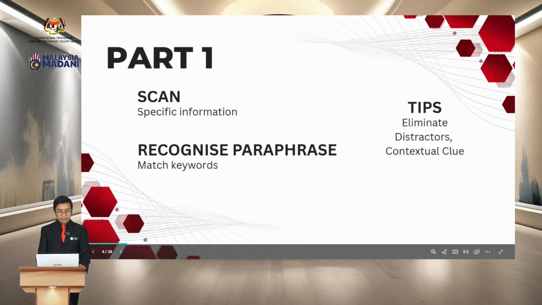For part 1, it is the multiple choice question based on short text. We will have 8 questions. The main skill that we need is scanning. We need to be able to scan for specific information. Also, we need to be able to recognize paraphrase. This means we have similar words.